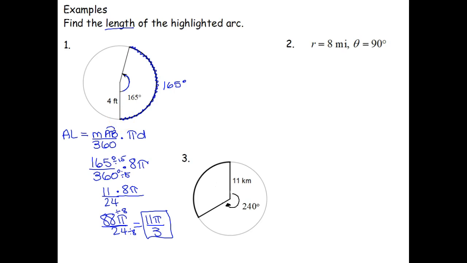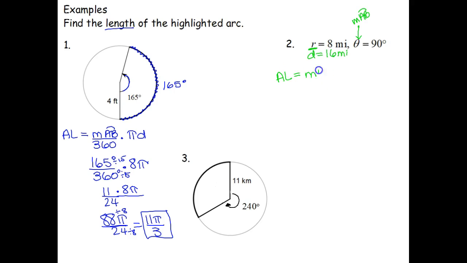On number 2, remember that this is theta, and it just means the measure of the arc. It really means the measure of the angle, but since it's a central angle, the angle and the arc are the same thing. Notice that they've given us the radius here, so in order to do this formula, we're going to have to change this from a radius into a diameter. So the diameter would be 16 miles. Okay, so set up our formula first.